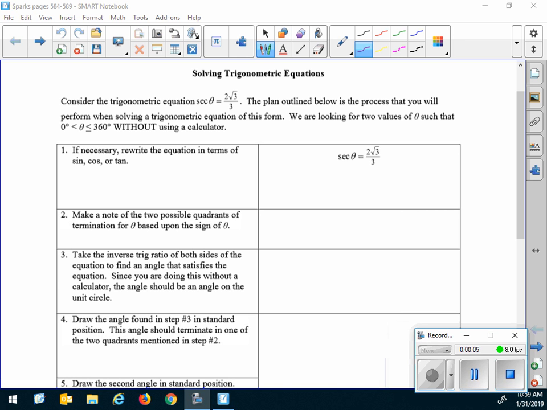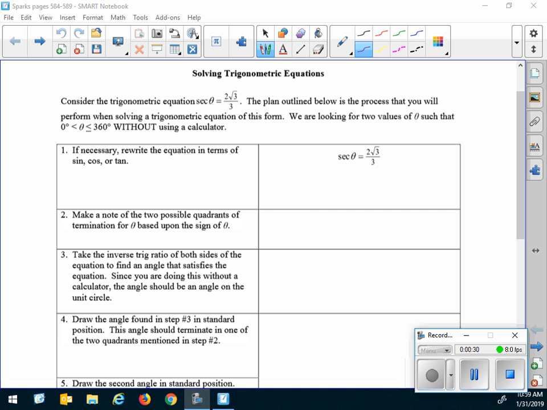This is for you. Solving trig equations. Now, notice we are solving equations just like you solved equations in algebra. Okay? Now, solving trig equations is not difficult. You do, in many cases, have to have a calculator. So, this one, however, is not going to require a calculator.